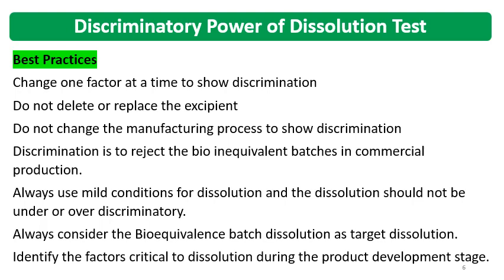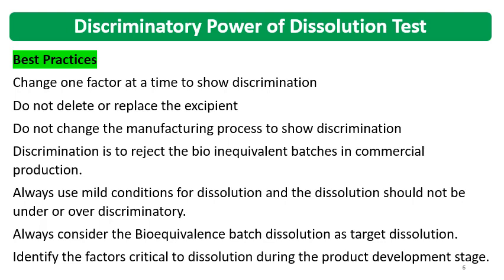So consider the production scale, operations and total quality management, CGMP, and the batch will be manufactured as per the finalized formulation composition and the finalized process. So always consider the variability. Do not delete or replace the excipients. Do not change the manufacturing process to show discrimination.